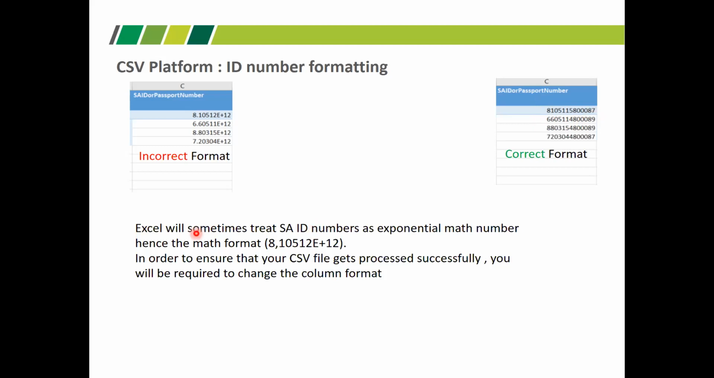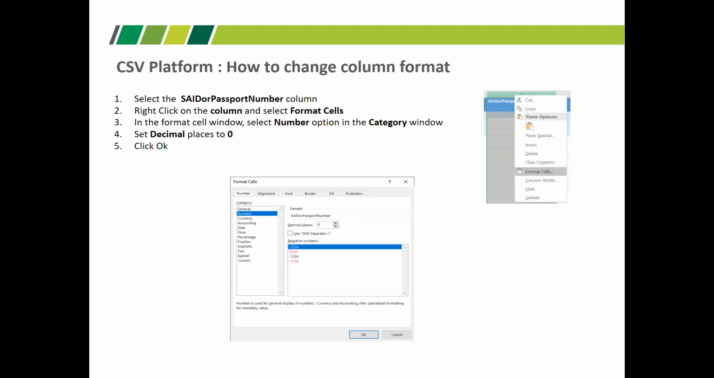And so how we're going to do this, we will right-click on the column, the ID number column, select the format cells option, then the format cells window will appear. We then proceed to select the number category and ensure that it has 0 decimal places and click OK. This is when your ID numbers will be displayed as they should be.